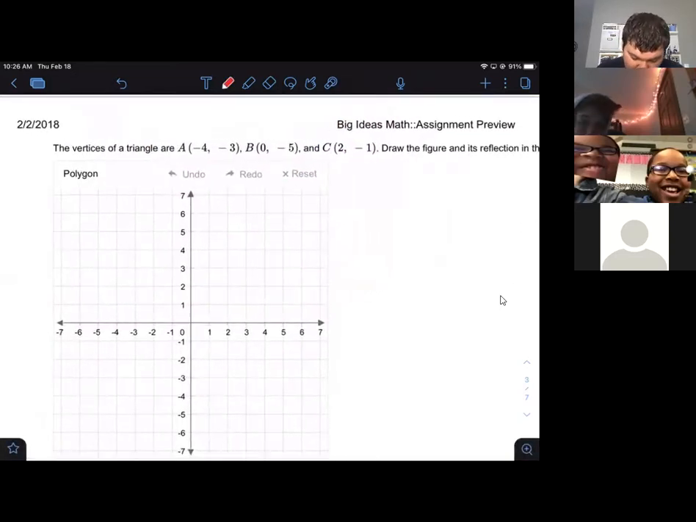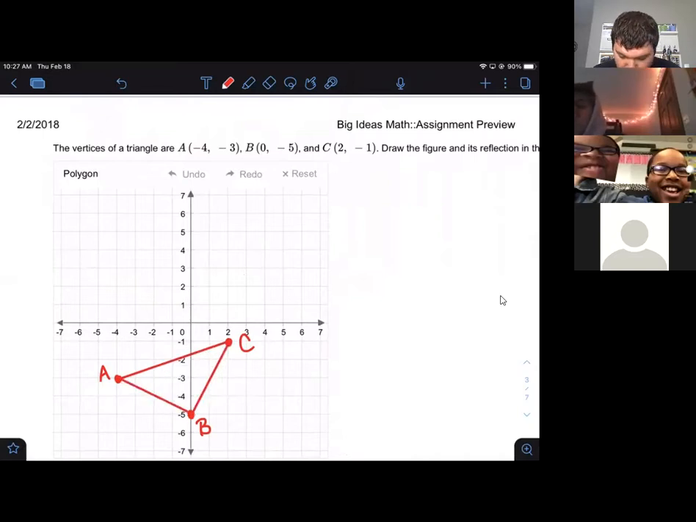A is at negative 4, negative 3. Are we going to use arrow notation for this? Yeah, that's what you guys are going to write down. Okay. I'm going to go ahead and get the triangle drawn real quick. 0, negative 5. And then 2, negative 1. So this is what the triangle looks like after we've drawn it.